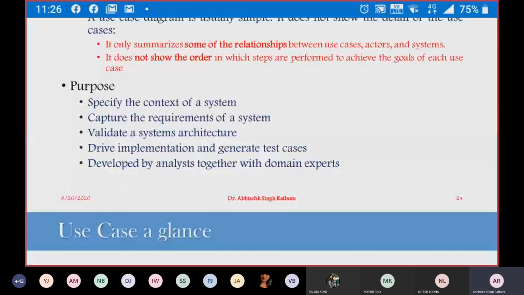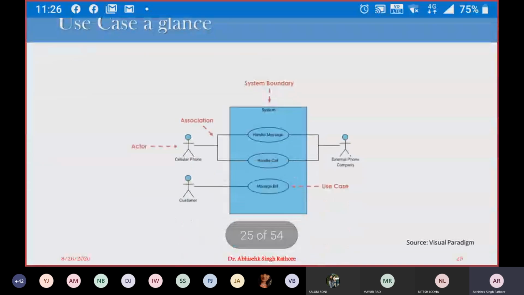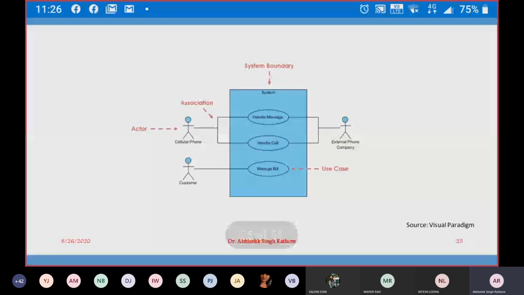Here is a use case diagram. We have three actors: one is a cellular phone, the second is a customer, the third is an external phone. We have three use cases available. These use cases are in elliptical form. The use cases are handle message, handle call, and manage bill. These three ellipses are use cases.